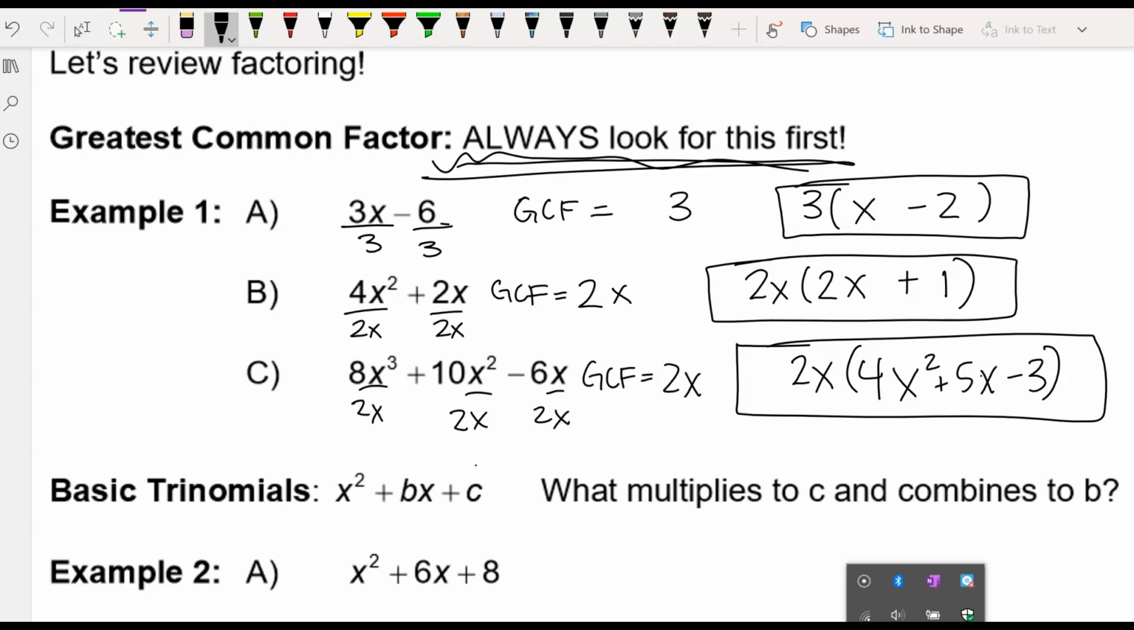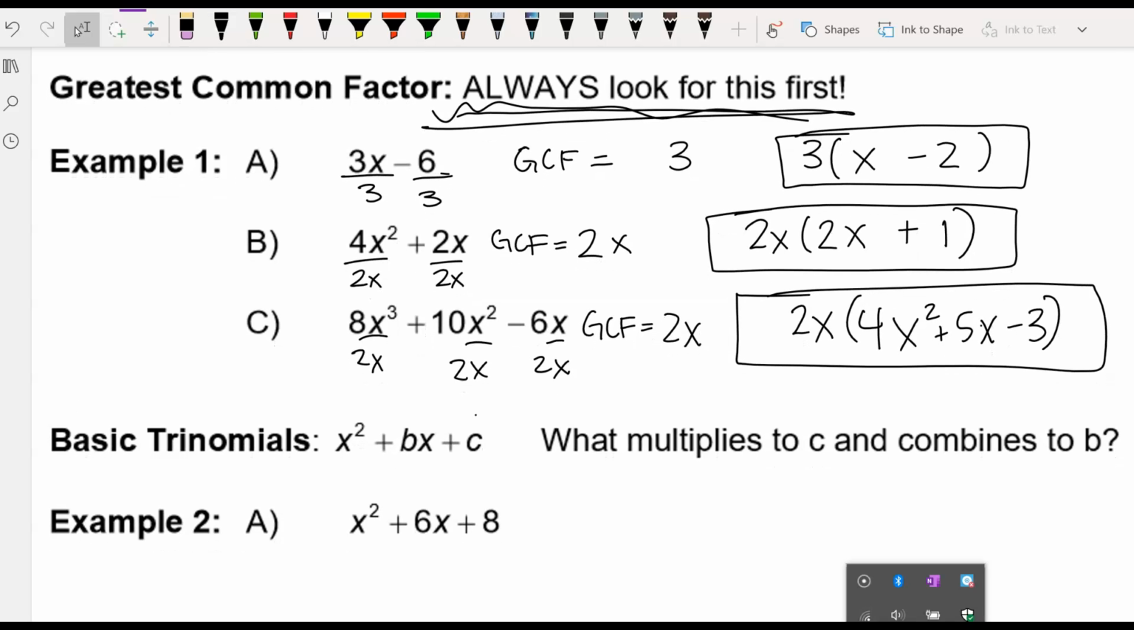So always make sure that that greatest common factor gets put out in front of your parentheses and that you're putting the stuff after the parentheses in standard form.